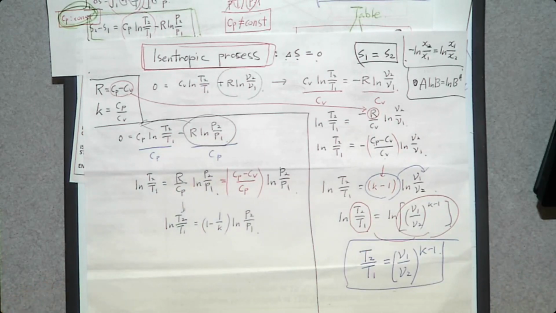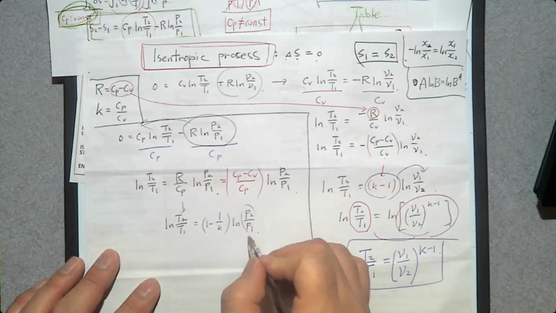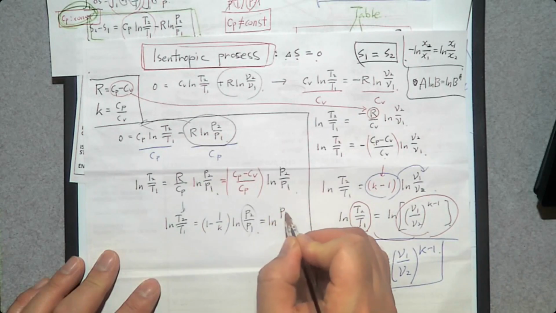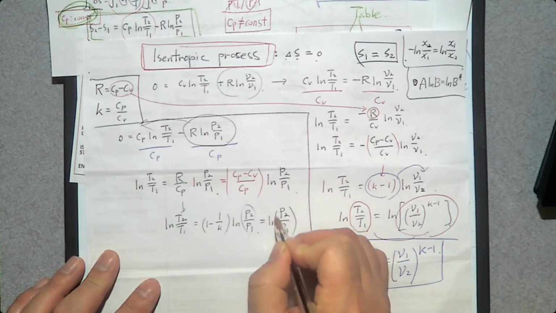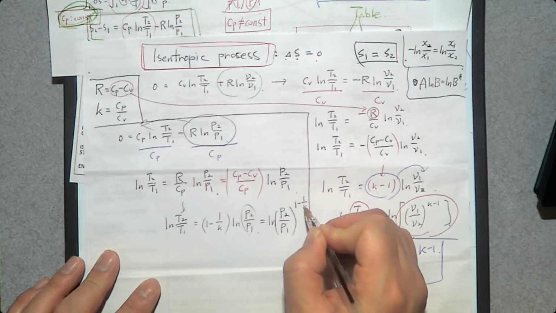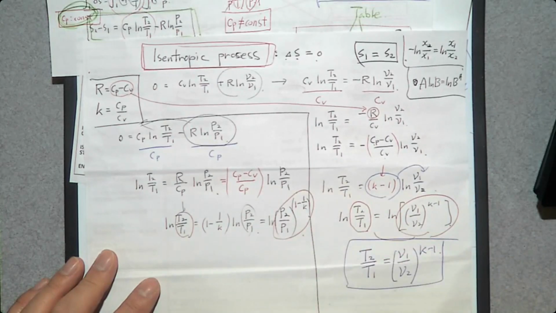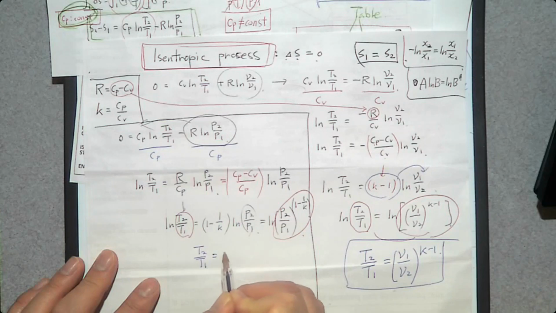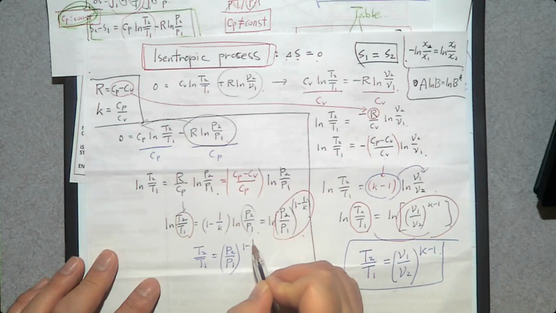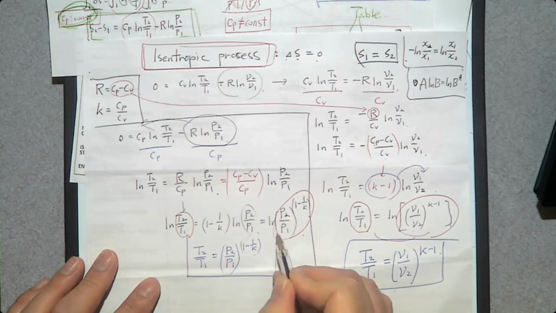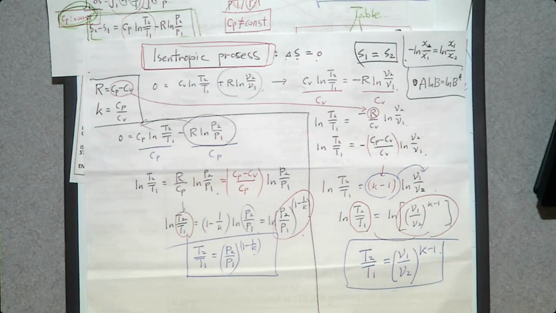Then this one can jump on top of this pressure. So it's going to be natural log of P2 over P1 to the power 1 minus 1 over kappa. Then these two should be the same. So we have an equation here: T2 over T1 is going to be P2 over P1 to the power 1 minus 1 over kappa. So this is the temperature-pressure relation.